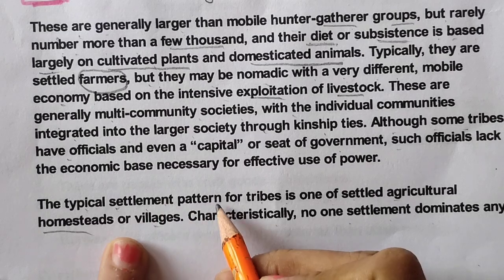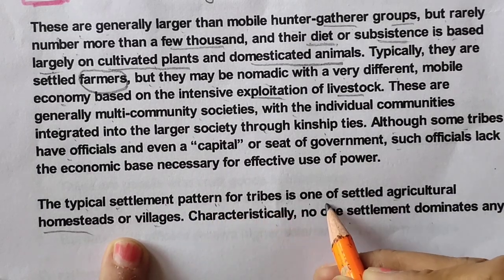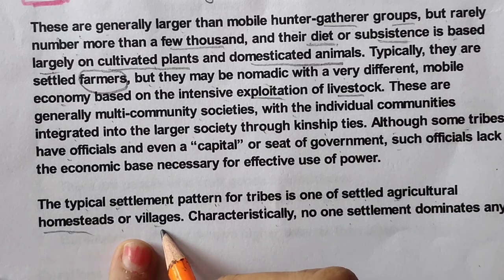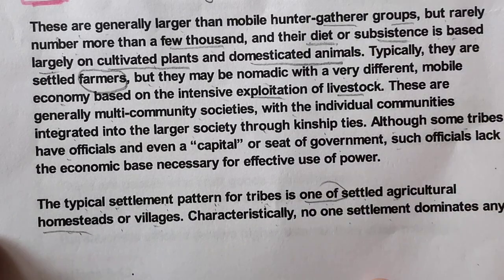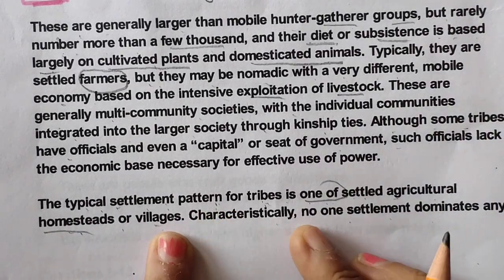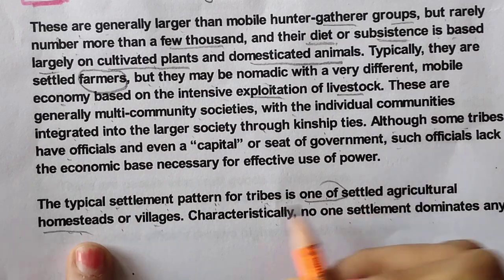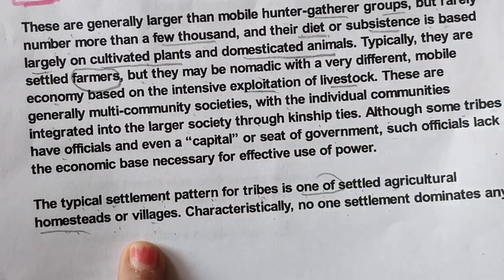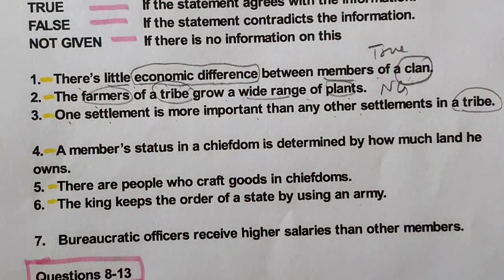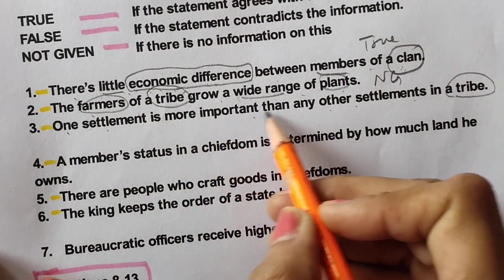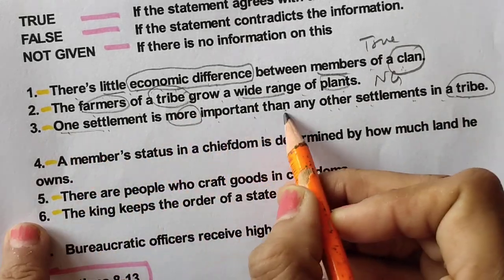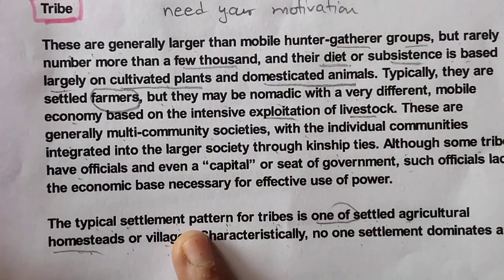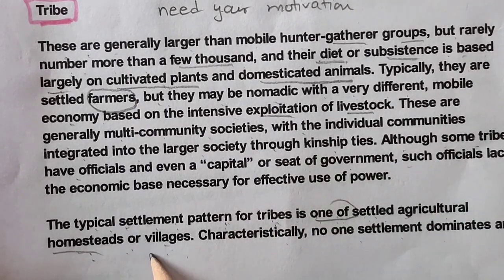The typical settlement pattern for tribes is one of settled agriculture, homesteads or villages. So it means there may be more settlements. So here, one settlement is more important than any other settlement in a tribe. Nothing, no, typical for those is one of the settled agriculture, homesteads.